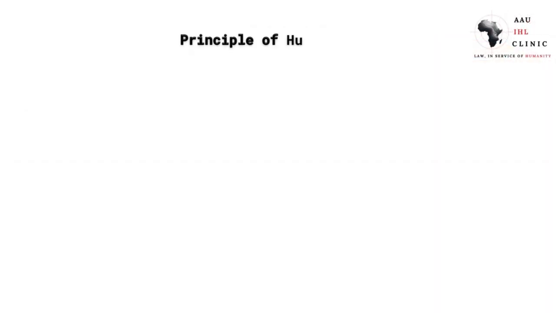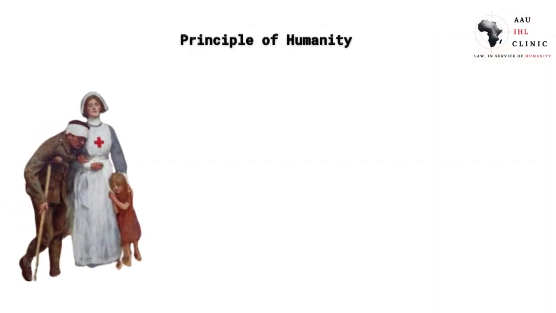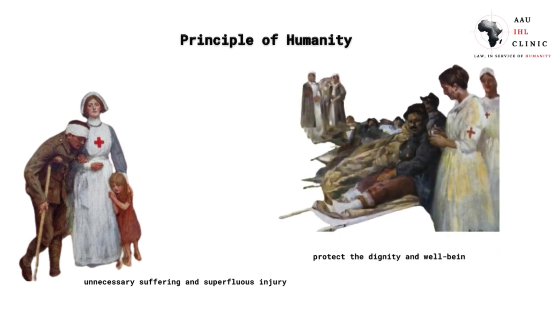The fourth principle is the principle of humanity. This principle mandates that parties to a conflict must avoid causing unnecessary suffering and superfluous injury. Its aim is to protect the dignity and well-being of all individuals affected by conflict, ensuring that the conduct of war does not result in inhuman treatment.